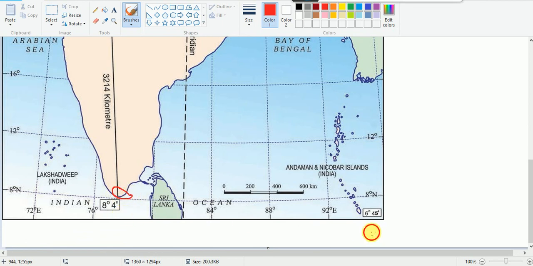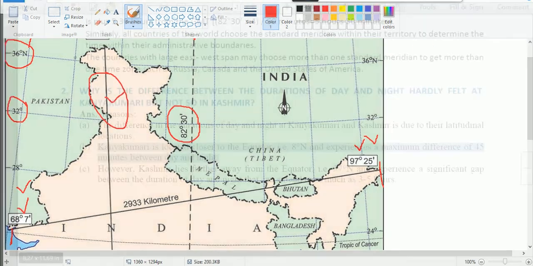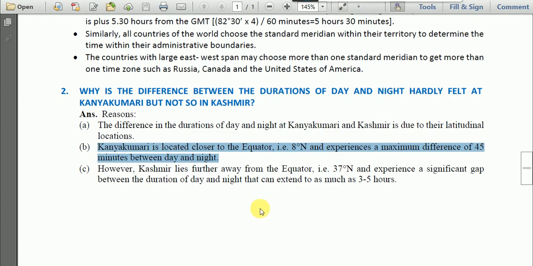And after this, here we have the equator, 0 degree. So Kanyakumari is located nearby the equator, whereas Jammu and Kashmir is located far away from the equator. And that is why we have the differences in the duration of daytime and nighttime at Kashmir.